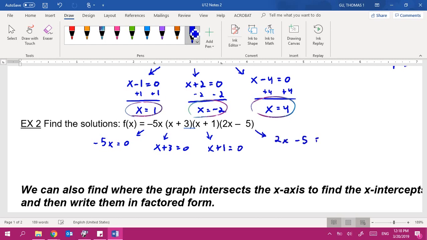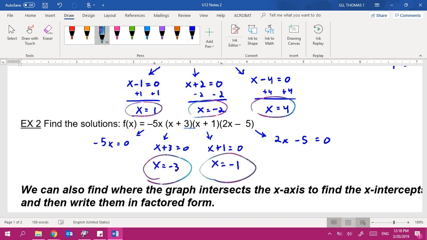That's right. Okay, so I can find these zeros for the x plus 3 and x plus 1 very quickly. What does x equal with these 2? That's right. Okay, but what about the negative 5x equals 0? How do I find what x is there? Divide by negative 5, so x equals? It's 0 divided by negative 5, so 0.